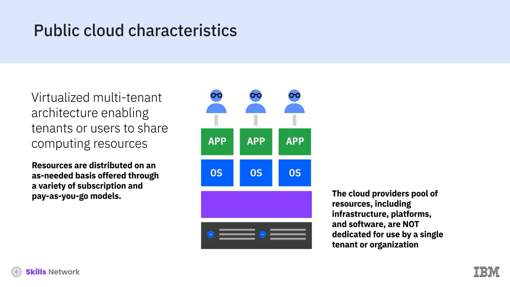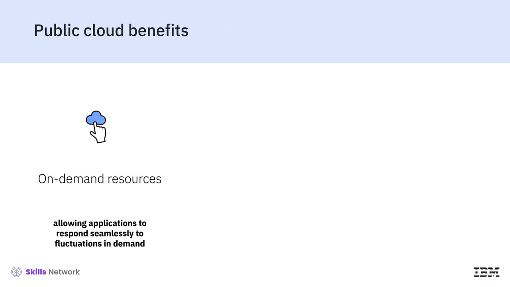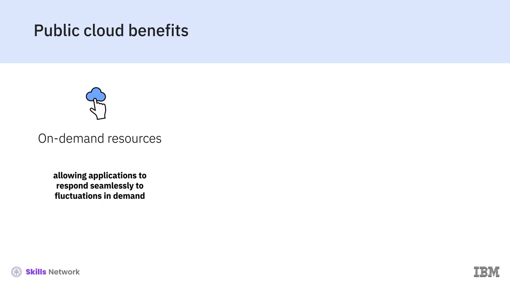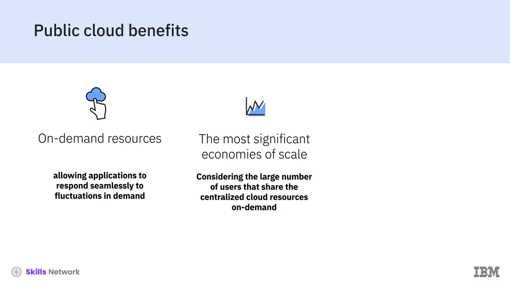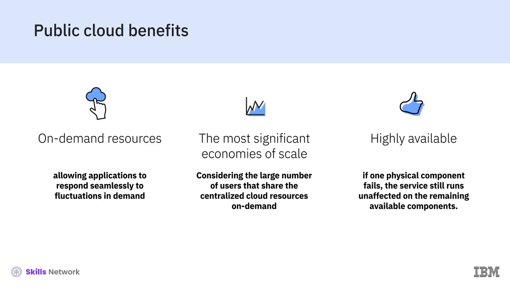Public clouds have significant benefits. We'll go over some of these benefits here. Vast on-demand resources are available, allowing applications to respond seamlessly to fluctuations in demand. Considering the large number of users that share the centralized cloud resources on demand, the public cloud offers the most significant economies of scale. The sheer number of server and network resources available on the public cloud means that a public cloud is highly available. If one physical component fails, the service still runs unaffected on the remaining available components.